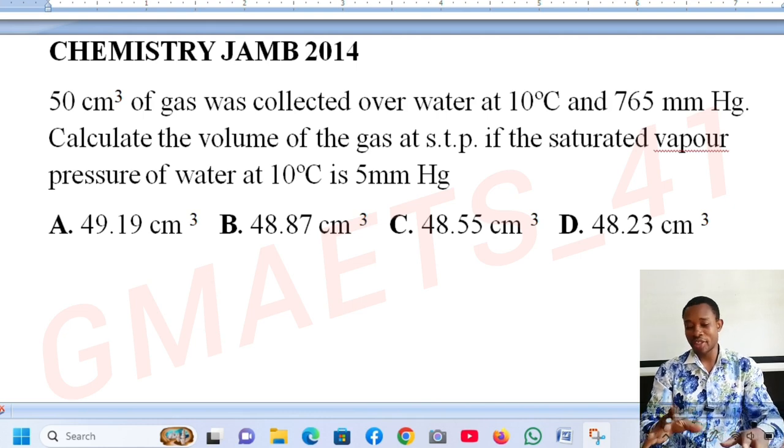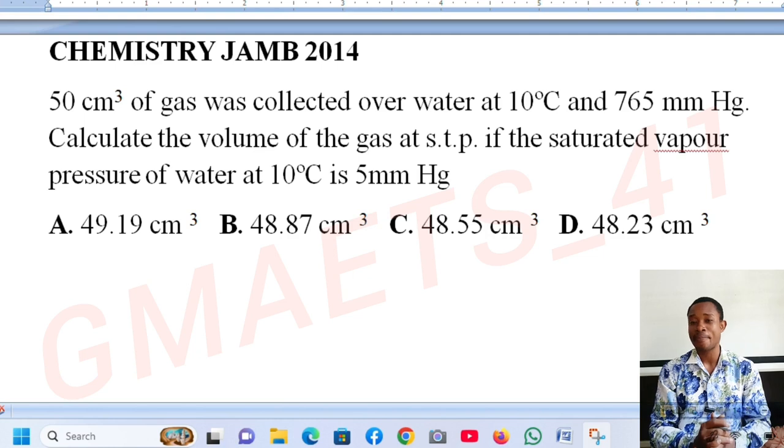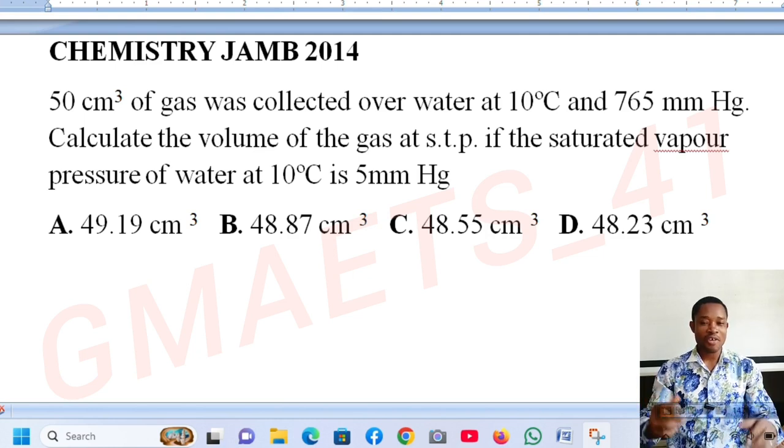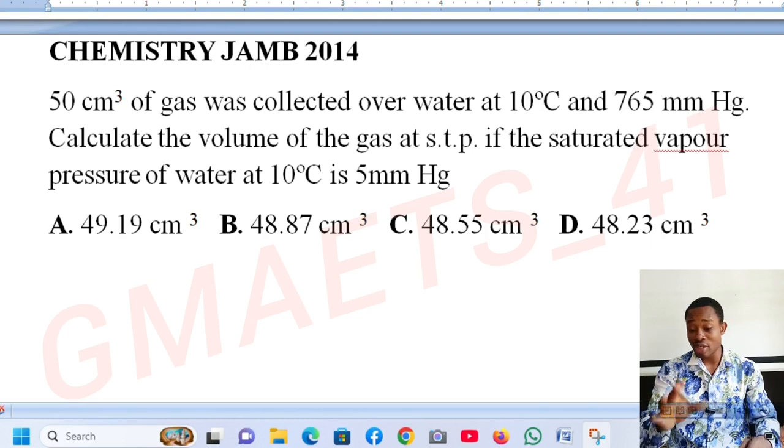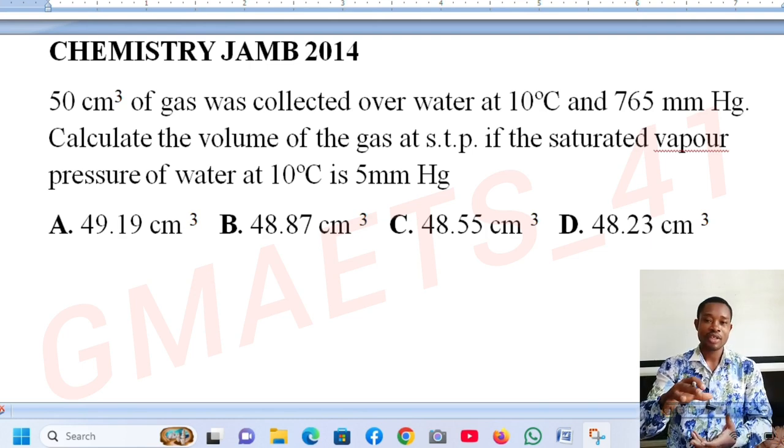Now, from this information given, the fact that the gas was collected over water, they gave us the saturated vapor pressure of water. I think Dalton's law of partial pressure comes to mind. And what does the law state? That if you have a mixture of gases that do not combine chemically, the total pressure that is exerted is going to be equal to the sum of the partial pressures of the component gases.